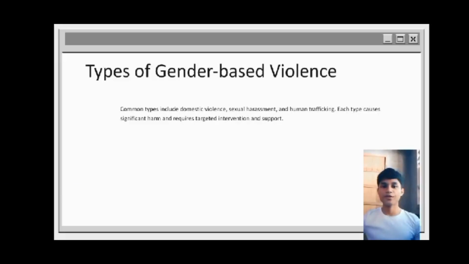Types of gender-based violence. Common types include domestic violence, sexual harassment, and human trafficking. Each causes significant harm and requires intervention and support. Now we know that there are three common types of gender-based violence: domestic violence, sexual harassment, and human trafficking.